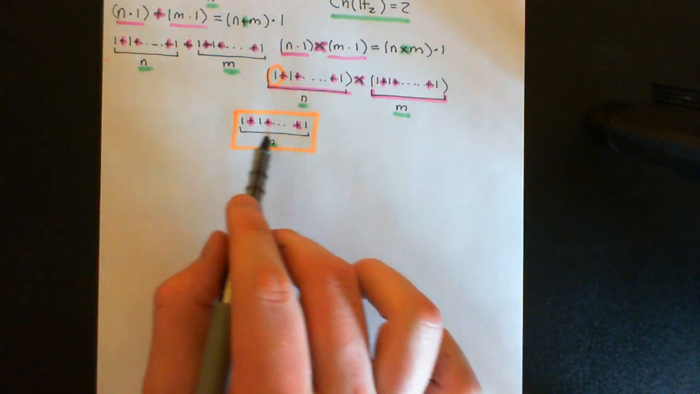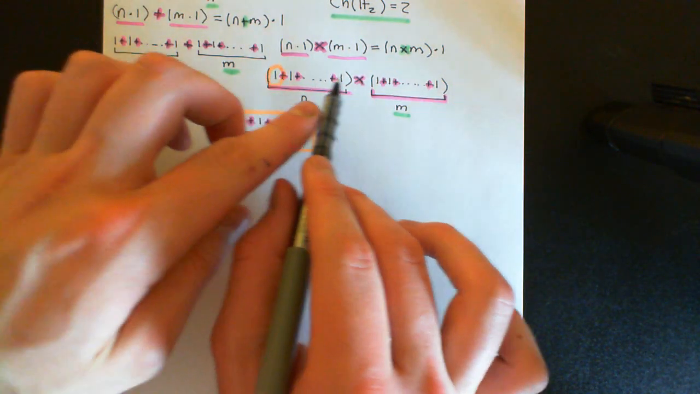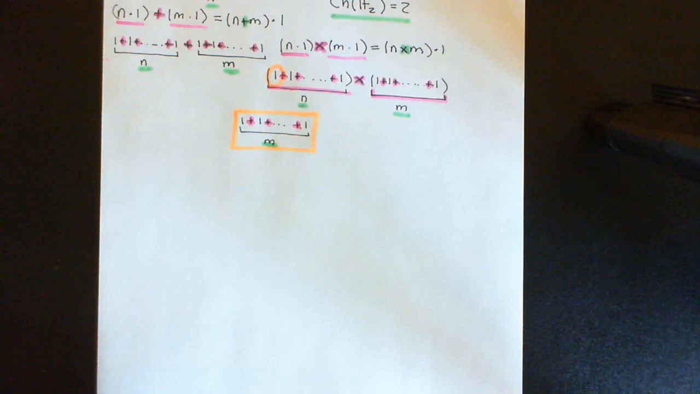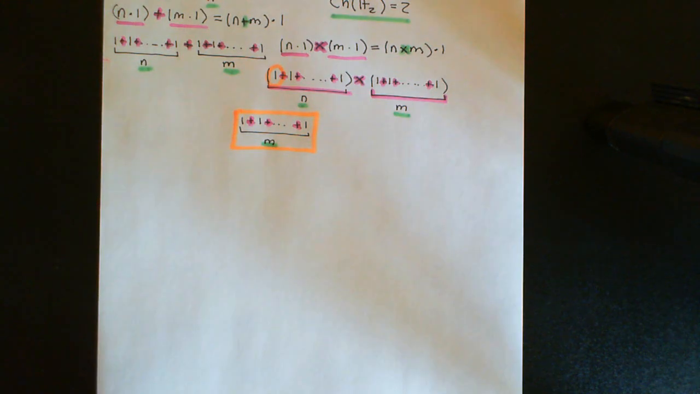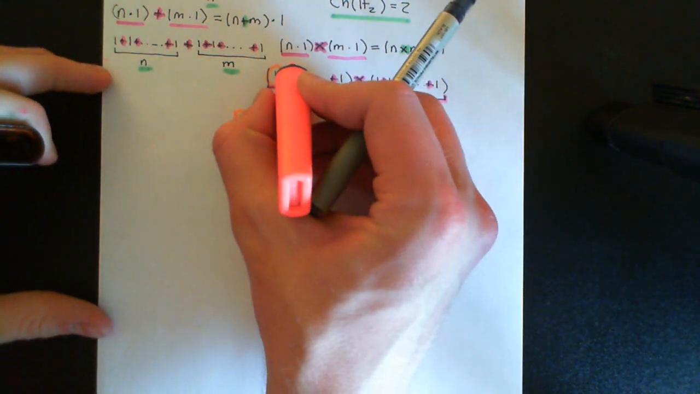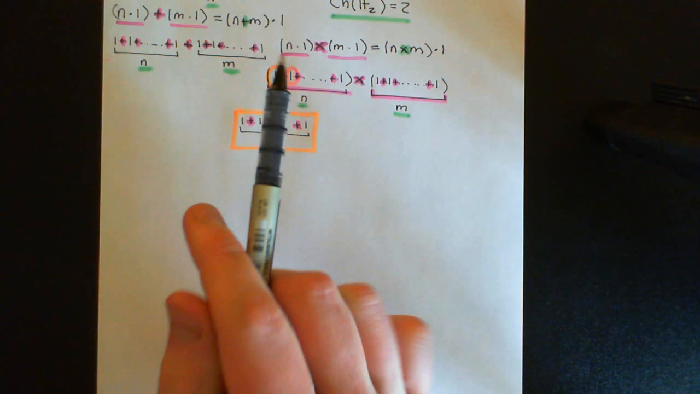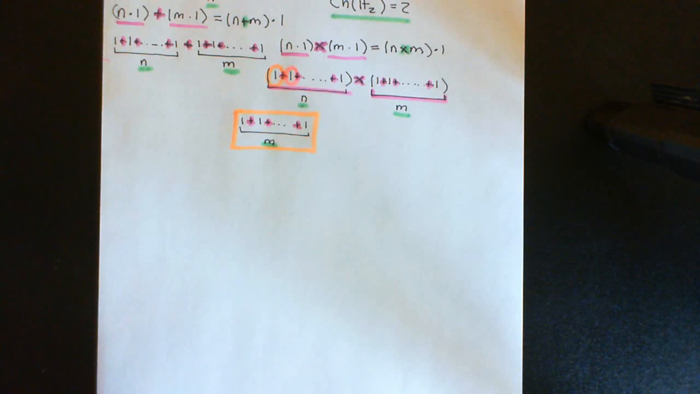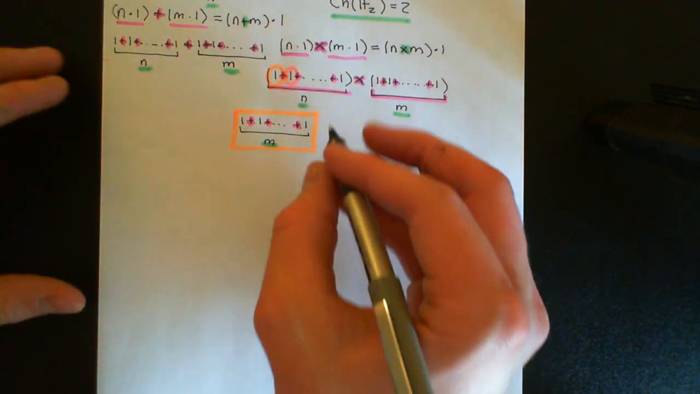So that's all of the things that come just from multiplying this one with all of the 1s from this bracket here. Now let's do our next one. So we'll do this one here as well. This one will multiply with all of the 1s over here, and we'll end up with another m lots of 1s.